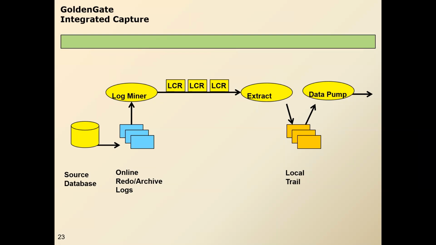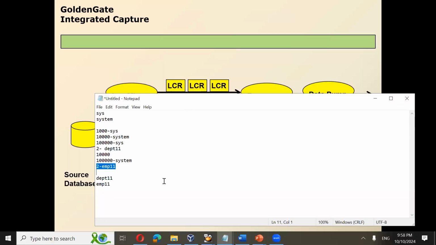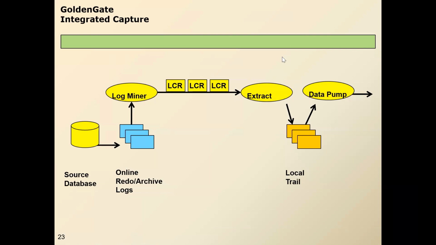So logminer contains the changes. Whatever changes are made to the database are written into the logminer. So logminer basically is a copy of your source transaction log. Once the data is written into the logminer, it passes on the changes to the integrated extract in the form of LCR. LCR stands for logical change record. So basically, any change record which has happened in the source database, a copy of those changes gets transferred to the extract process. First of all, let me tell you, you don't have to build your logminer separately or do any other step. As soon as you register your extract process, and when we implement it, you will see.